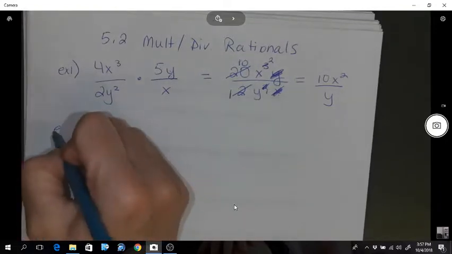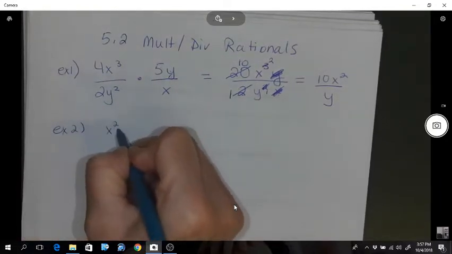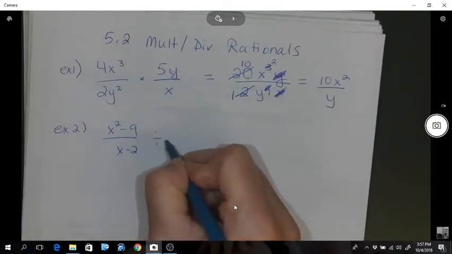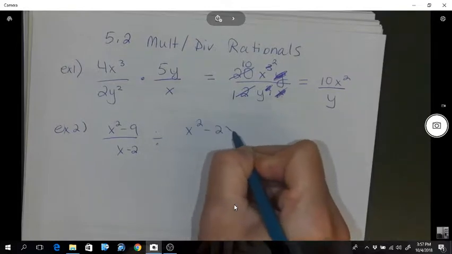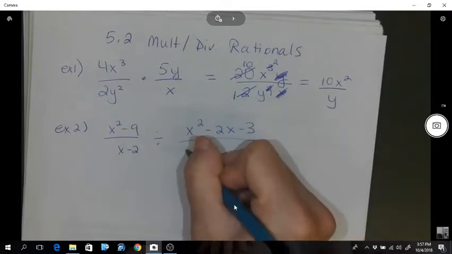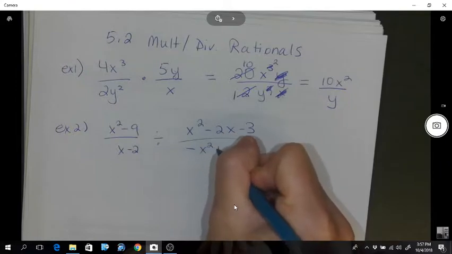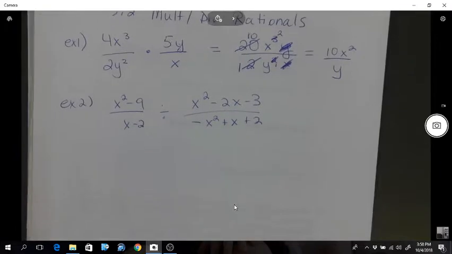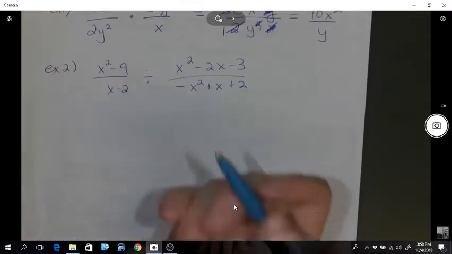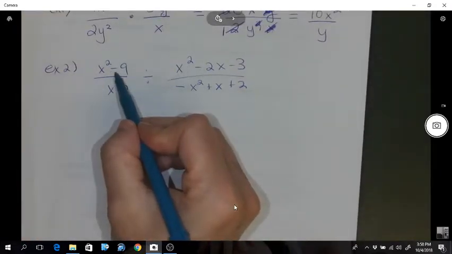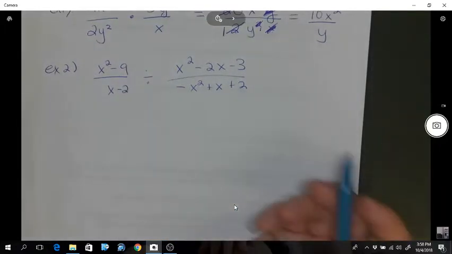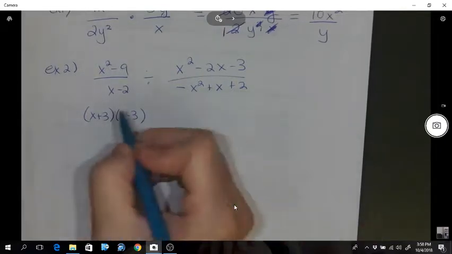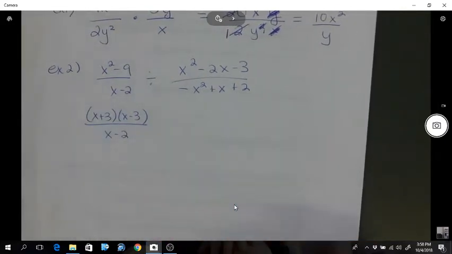Okay, example 2. X squared minus 9 over x minus 2 divided by x squared minus 2x minus 3 over negative x squared plus x plus 2. Okay, so we just recalled all the factoring types, so let's see. We have a difference of squares for x squared minus 9. So we're going to go x plus 3, x minus 3 over x minus 2.